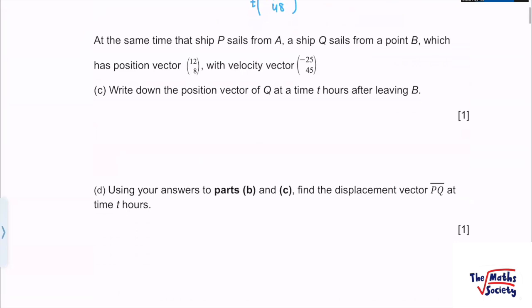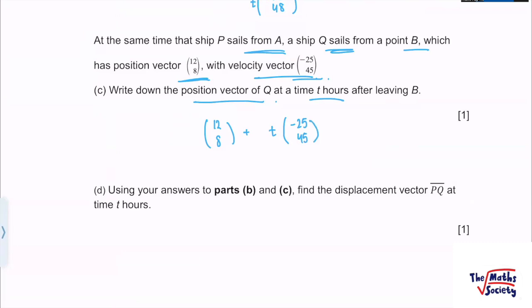And it says that at the same time that P sails from A, a ship Q sails from point B, which is position vector (12, 8) with a velocity vector (-25, 45). So we need to write down the position vector of Q. So when it says from point B, so that's (12, 8) plus velocity times t, you have a velocity vector, so you just multiply them. So that's just going to be this.